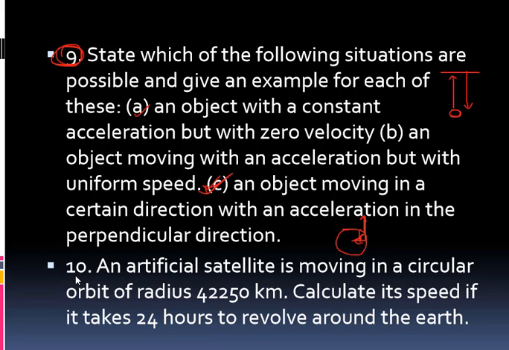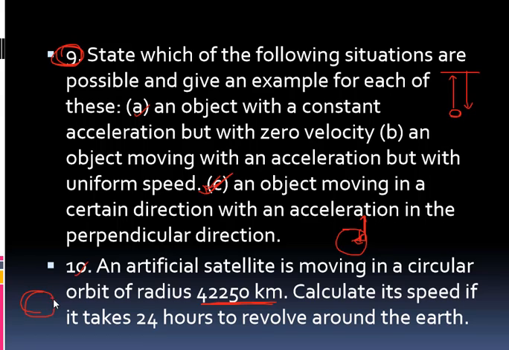Now see, 10th question, the last one. An artificial satellite is moving in a circular orbit of radius 42,250 km. This is the radius. The artificial satellite is moving in a circular orbit, along a circle like this. As the radius of the circle is given, you can find its perimeter by multiplying 2 pi, that is 2 pi r, which will give you the perimeter of the circle. Now calculate the speed if it takes 24 hours to revolve around the earth.